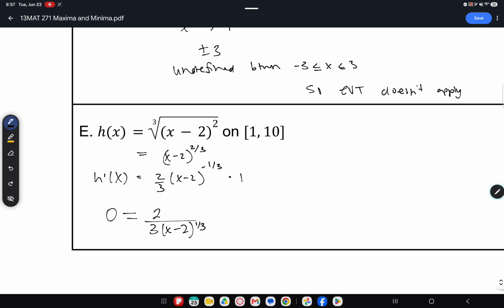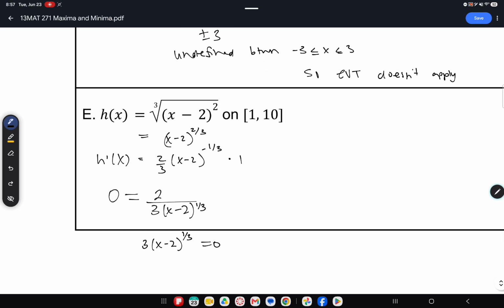So this function here will never be equal to 0. But I do have somewhere where it's undefined, which is just that denominator. So 3 x minus 2 to the 1/3, set that equal to 0. I can divide both sides by 3, still get 0. And then I can cube both sides to get rid of the cubed root. And I can add 2. So I do have a critical number of 2. So let's fill it out. So we're going x and h of x. We're going from 1 to 2 to 10.